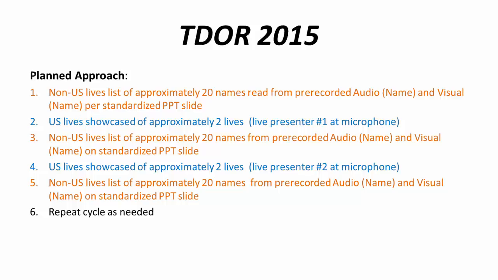Then we would go back to a reading of the non-US lives or names, approximately 20 again, in a little pre-recorded standalone file. Click on that, run that. When that concludes, we go back to another presenter at the microphone, have them showcase a US live or potentially two, and then again rotate back to the pre-recorded video. So it's just a cyclical format here, rotating between celebrating non-US lives and US lives, with the US lives being showcased with a little bit more detail around that life.